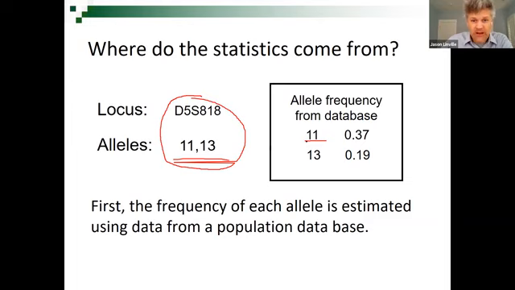Okay. So 11 occurs in 37% of the alleles, or 0.37 of the alleles are 11s. For 13, it's 0.19, okay, or 19% of the alleles are 13. Now, even though I'm not going to ask you a question about this, I think it's important to try to understand this. That allele frequency, it doesn't mean 37% of the population has an 11 allele. It means 37% of the alleles are 11.